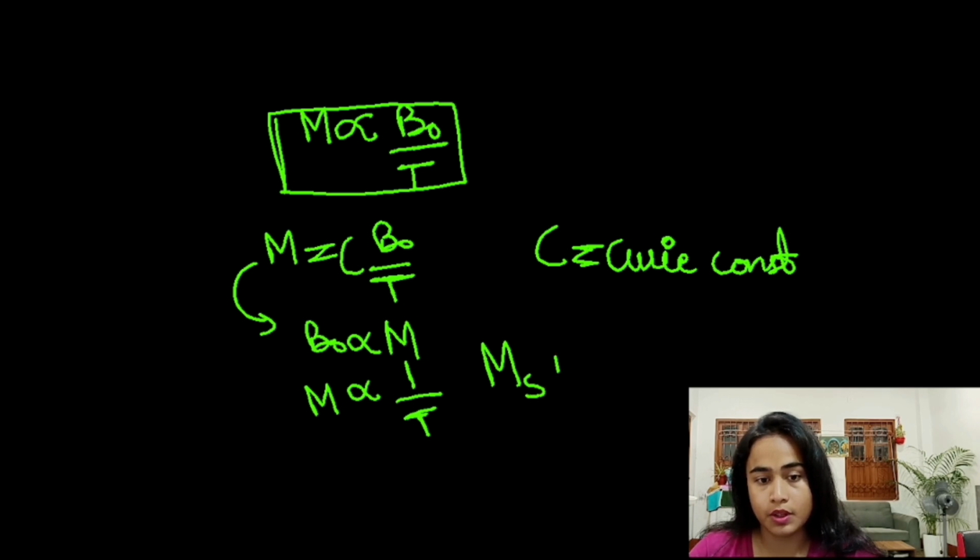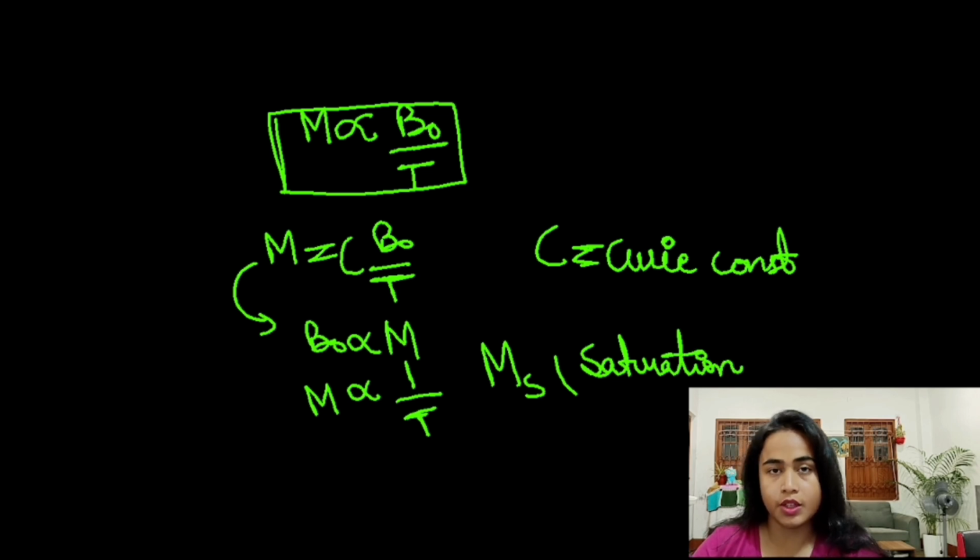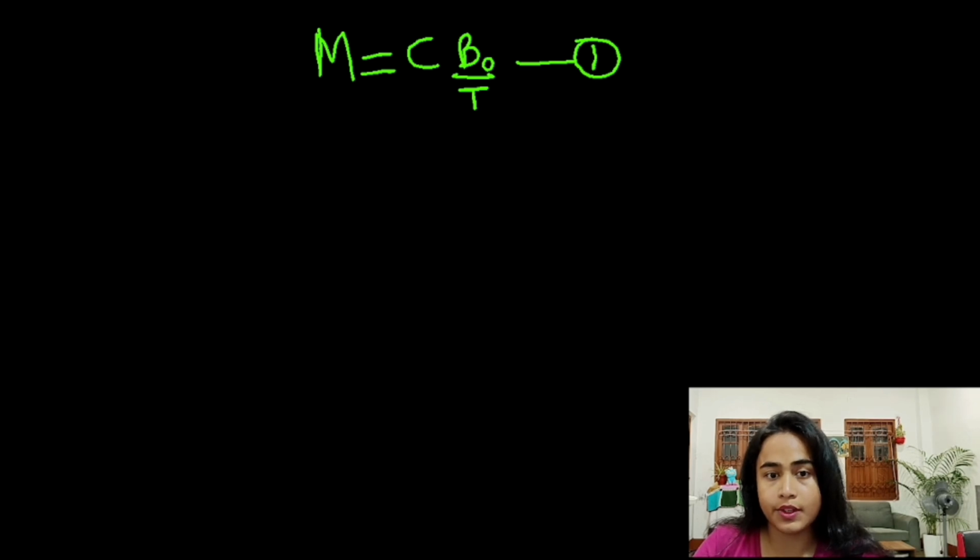What is this MS state? This is the saturation state. Now, saturation is a point where all of the permanent dipole moments are aligned in the direction of magnetic field, and there are no further permanent dipoles left for orientation. So there reaches the saturation point. Okay, so let's name this as equation number 1.